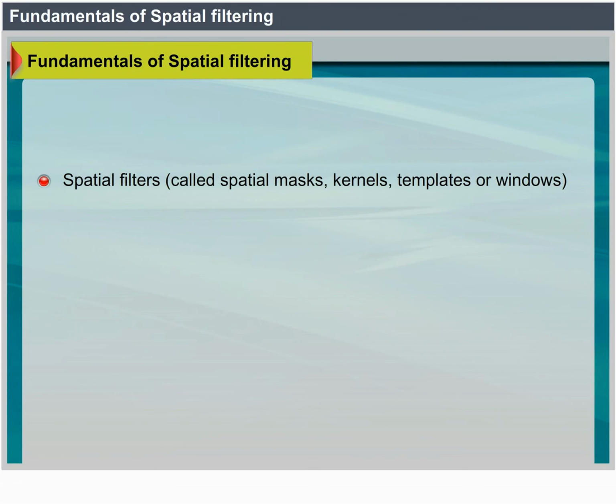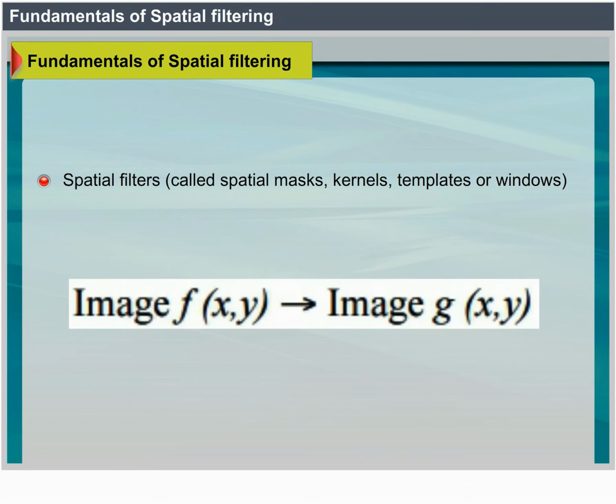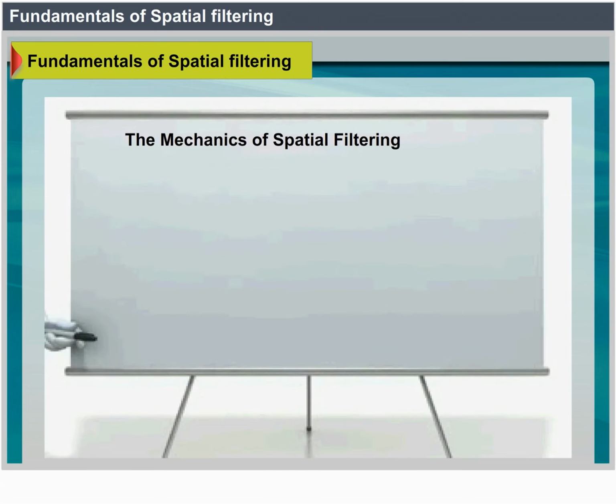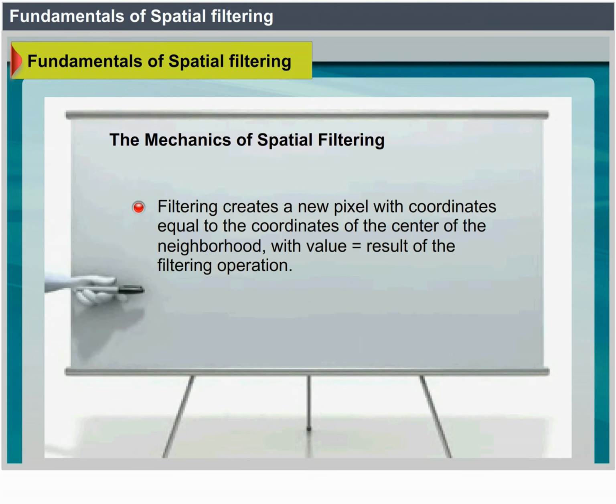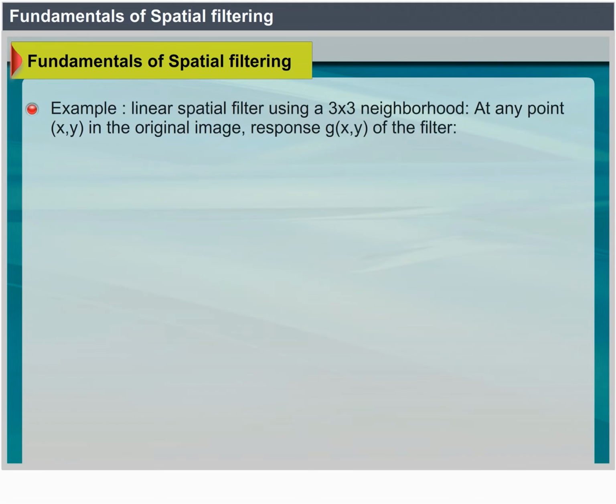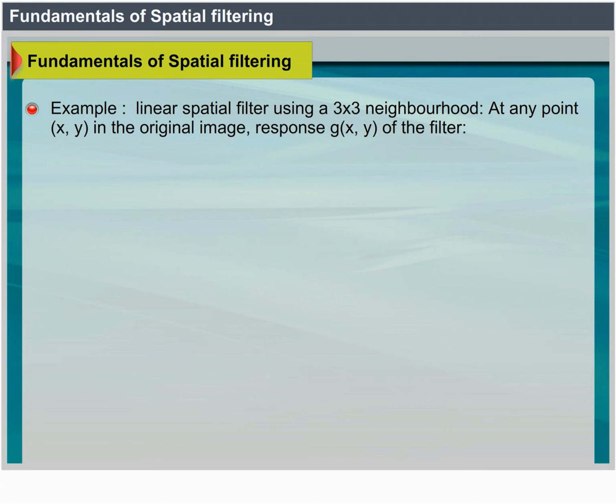For example, linear spatial filter using a 3×3 neighborhood at any point x, y in the original image, response g of x, y of the filter will be as shown on screen. For a mask of size m star n, we assume that m equals 2a plus 1 and n equals 2b plus 1, where a and b are positive integers, odd size.